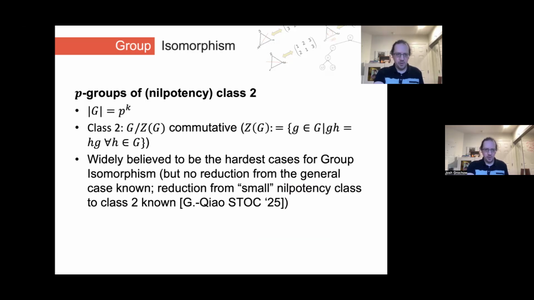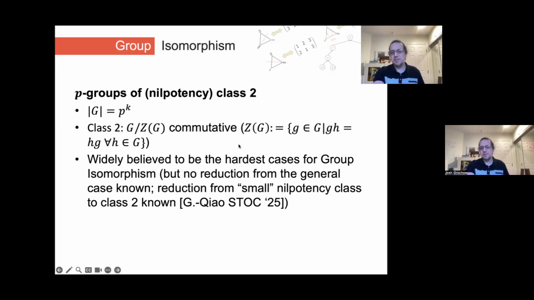Okay, so where are we stuck? These special cases I talked about are usually referred to as p-groups of nilpotency class 2. So again, this is the order of the group. The number of elements is a power of the prime p. Nilpotency class 2 means that if I take the center of the group, which is the set of things in the group that commute with everything in the group, and I mod out by the center, that quotient group is then commutative. So the whole group is not commutative, but when I take this commutative subgroup, which is the center, and I mod out by it, I get a commutative group.